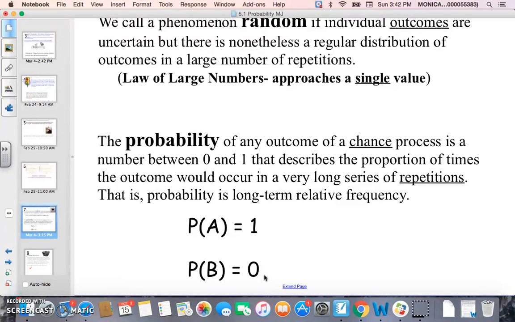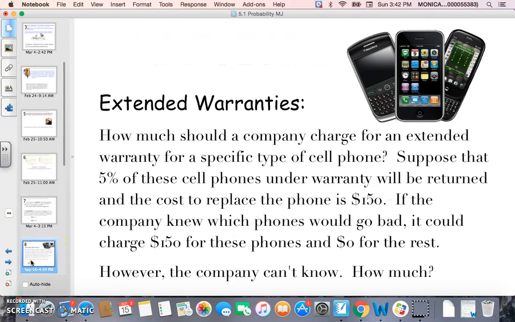So if you go back to going through a red light, you could say there's a probability of 0 that you'll ever approach a traffic light and it'll be blue, because you only have green, yellow, or red. Or the probability of rolling a 7 on a die is 0. All right, moving on. Extended warranty.